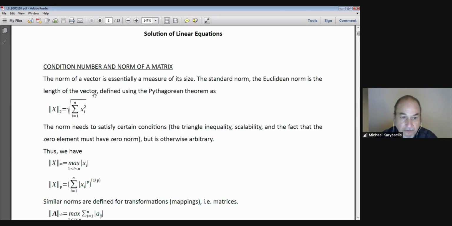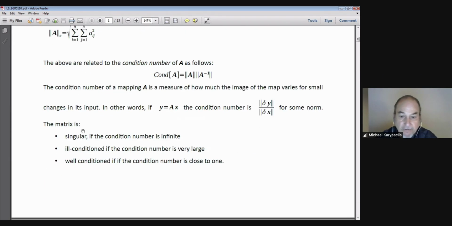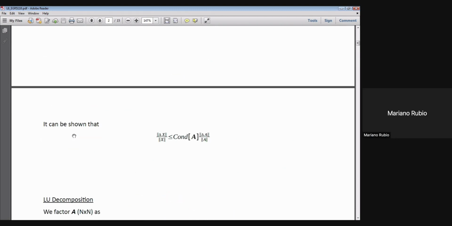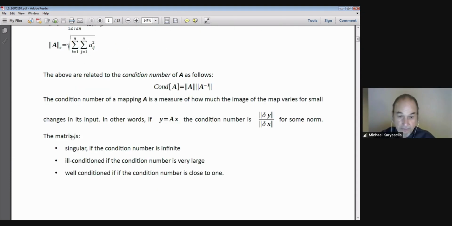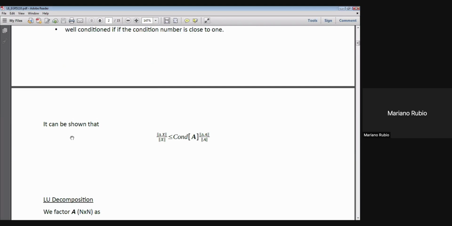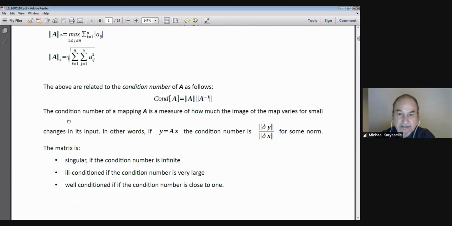We talked about the condition number and the norm of a matrix, right? And we started talking about LU decomposition. Yes, no? I think we started talking about it. Actually, I think we ended right before that. Okay, so this is where we stop. All right, just in case.